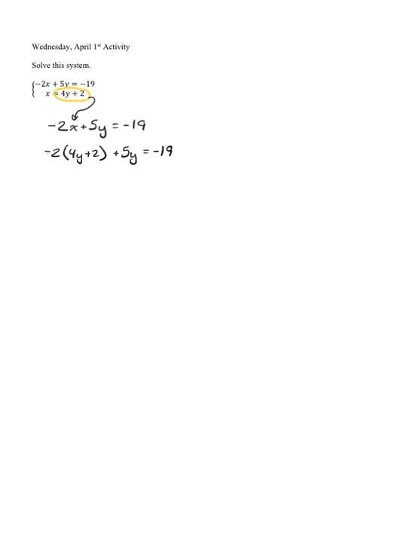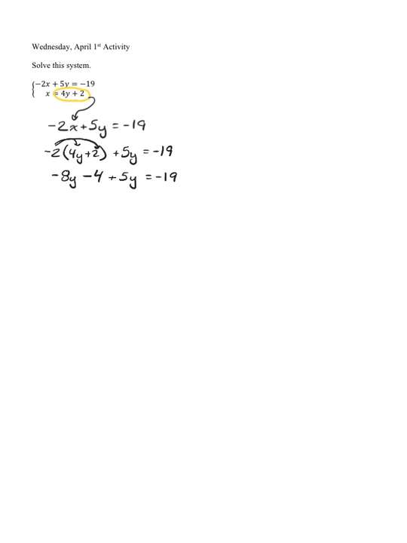Now next I'm going to need to do the distributive property. So I'll do negative 2 times 4y and then negative 2 times 2. Negative 2 times 4y gives us negative 8y. Negative 2 times 2 gives us negative 4. Plus 5y equals negative 19.